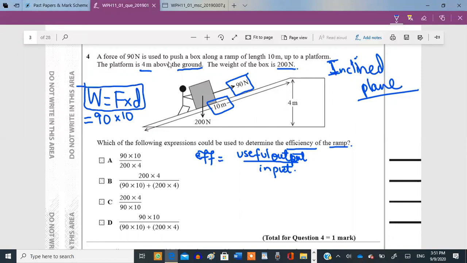So they told us that it is being pushed up a ramp of length 10 meters and it is 4 meters above the ground and the weight of the block is 200 newtons. So this is actually our total input. We got our denominator over here, 90 into 10. Just from this fact, I think this should be the correct answer. And yes, it should be C. It's only C that has 90 into 10 as its denominator and none of the others. Clear? Shortcut.